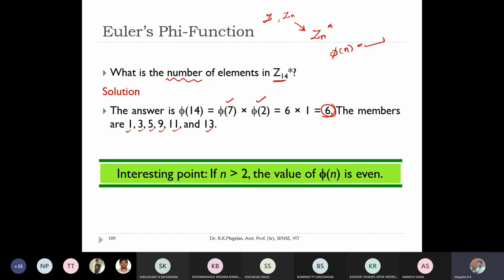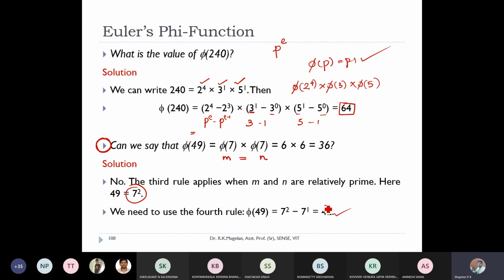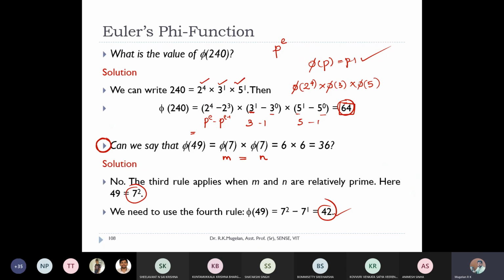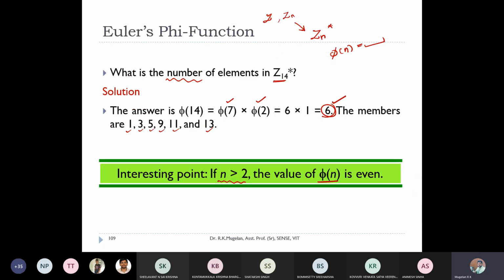Here, one thing people can remember easily: if n is greater than 2, your phi of n will always be an even number. You can check that phi of n will be even. Here 6, here 42, here 64, and here 4 and 12. Whenever your value of n is greater than 2, all the phi functions will give an even number. If you're getting an odd number, then you have gone wrong somewhere.